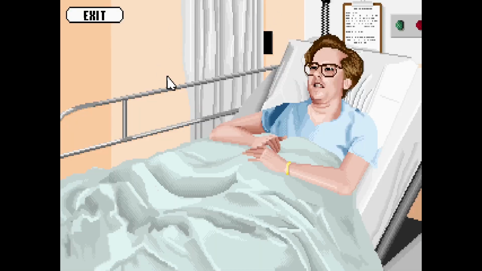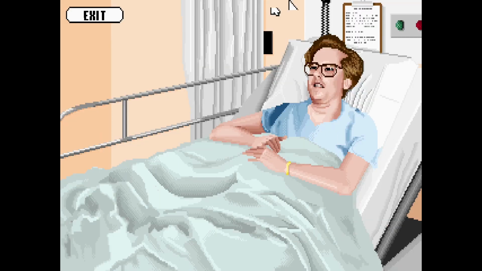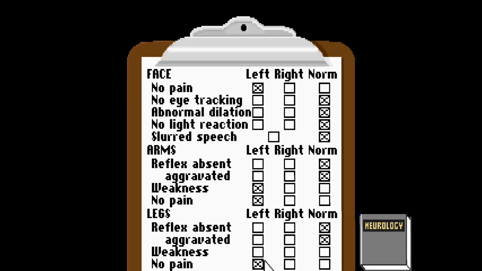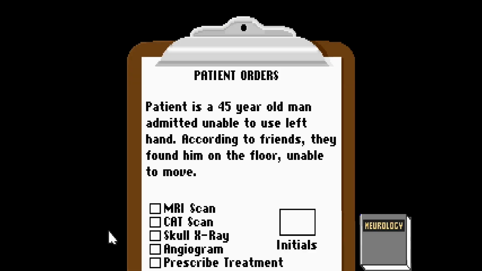Okay. Oh, right. 45. Oh, wearing very well for 45. Admitted unable to use left hand. According to friends, they found him on the floor, unable to move. Okay. So, we can then prescribe further treatment from that clipboard area. Let's just consult. So, I think we'll give him an MRI. Let's give him an MRI.